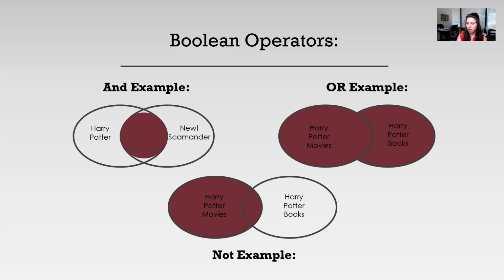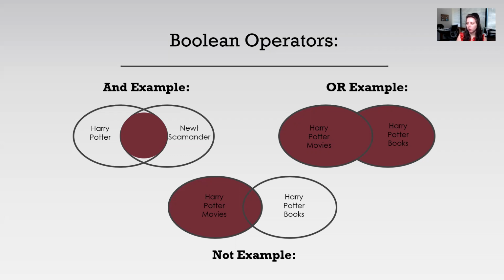For OR, if you search for Harry Potter movies or Harry Potter books, your search will yield results that include separate sources. Some will talk about Harry Potter movies and some will talk about Harry Potter books. You will get both. And then for NOT, if you search for Harry Potter movies not Harry Potter books, your search will yield results that include sources about Harry Potter movies, but you won't get anything on Harry Potter books.